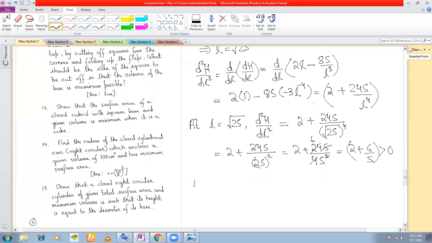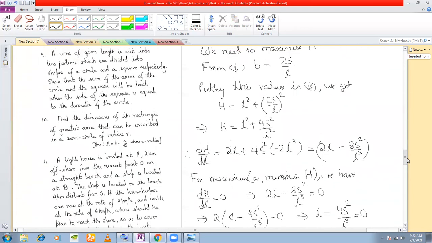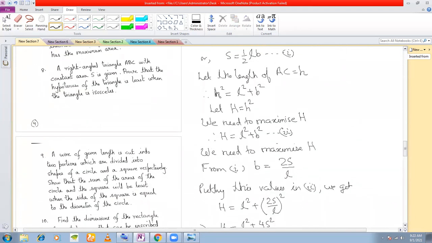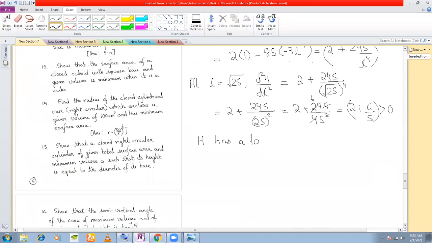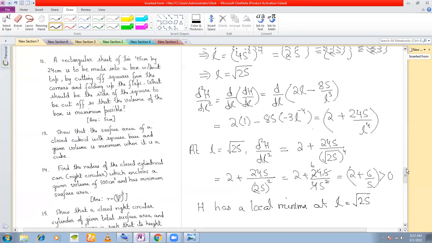Right? So that means at L is equal to root 2s, in fact H, capital H, has a local minima. That means we needed to minimize the hypotenuse, right? If you read the question, it is not maximization, it is minimization. Yes, the hypotenuse of the triangle is least. So H has a local minima at L is equal to root 2s, right? And what is it that you have to show?